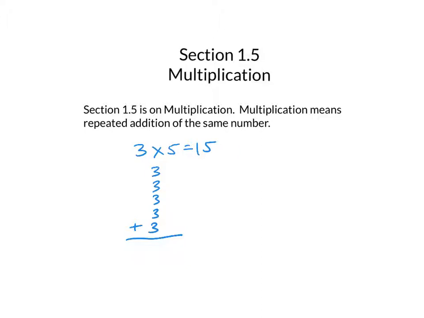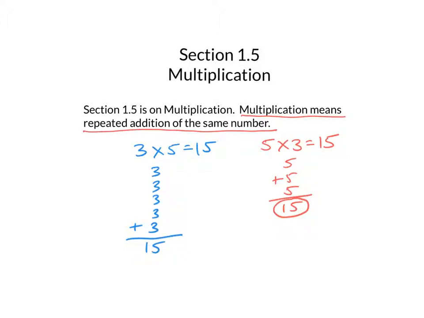3 plus 3 plus 3 plus 3 plus 3 equals 15. Because multiplication is commutative, in other words, 3 times 5 is equal to 15, which also means that 5 times 3 is equal to 15. You could also write this as the addition problem 5 plus 5 plus 5. Either way, you get 15 for an answer. Just remember the definition of multiplication. Multiplication means repeated addition of the same number.